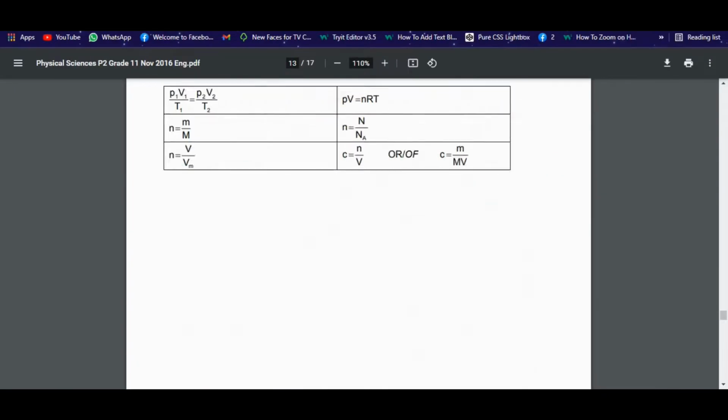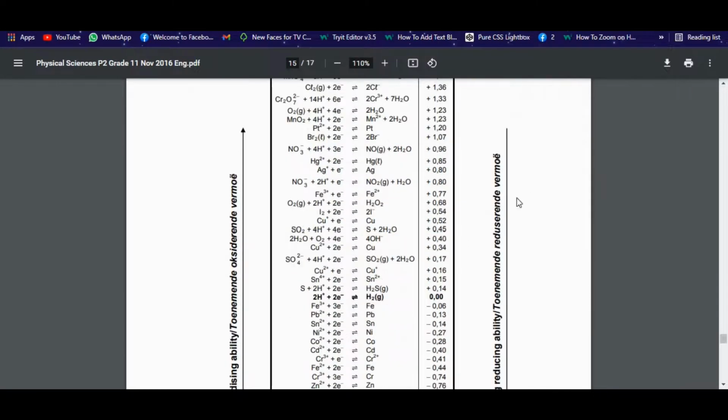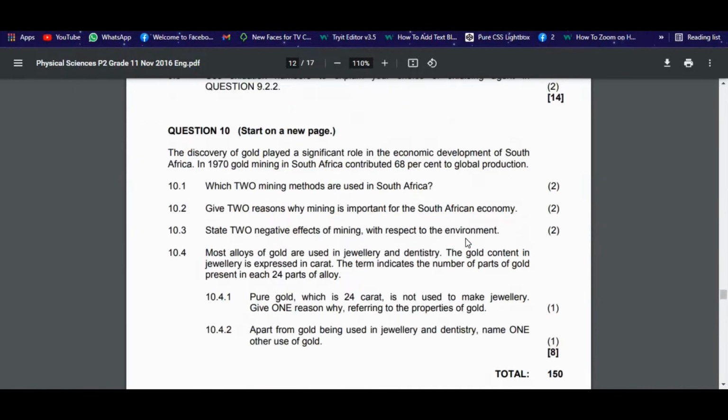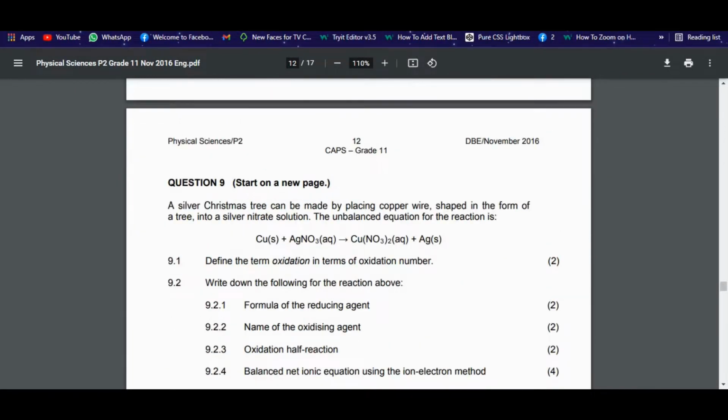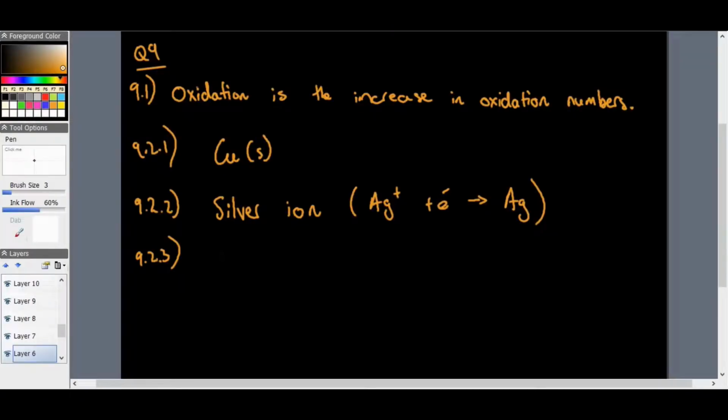So if we scroll down here, there we go, the copper 2 plus half reaction. It's that one. So we just have to write it in this case from right to left. Let me go back to the question here. There it is. So the oxidation half reaction: Cu becomes Cu2 plus plus 2e minus. Alright, that was 9.2.3.